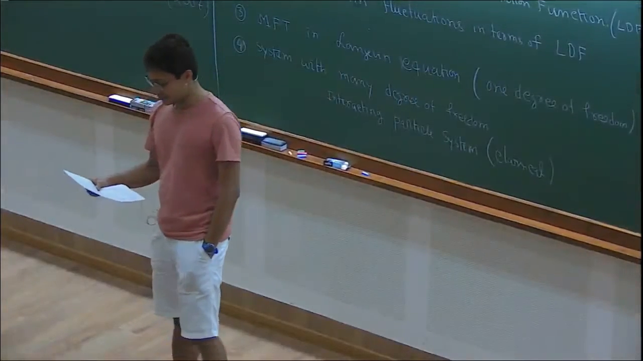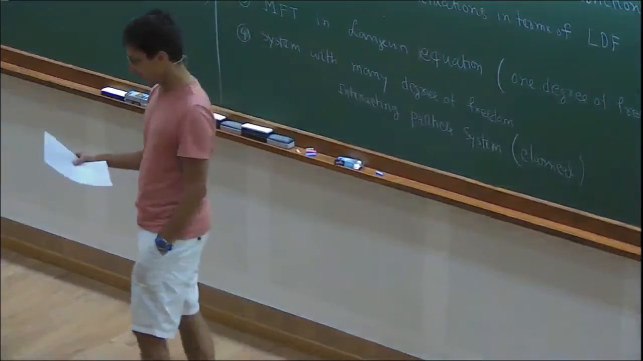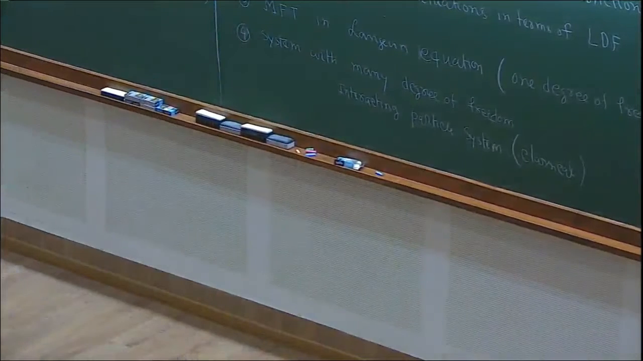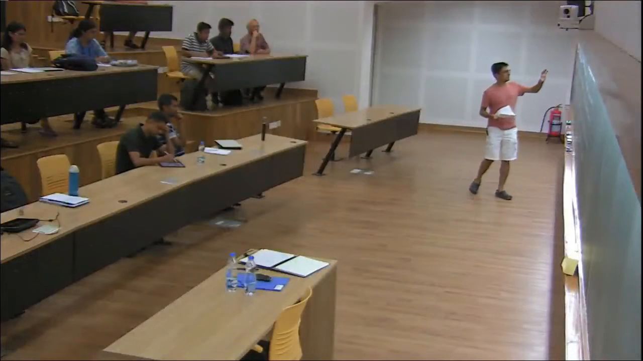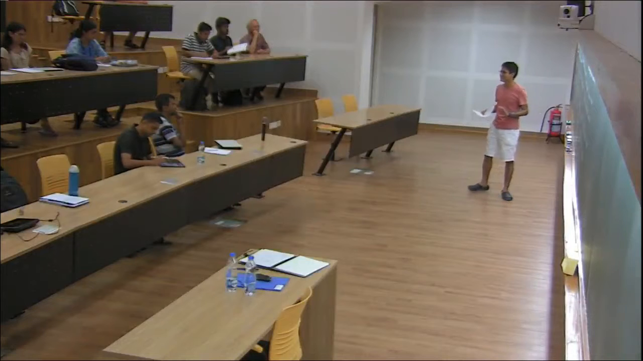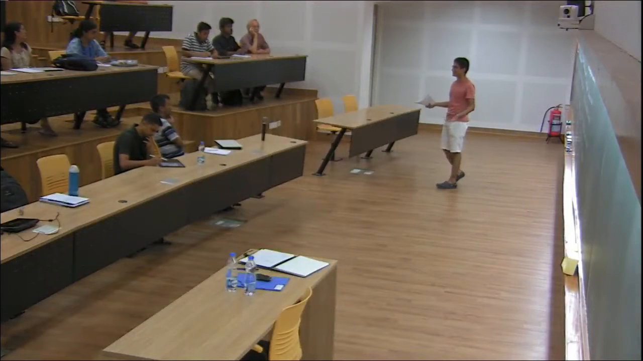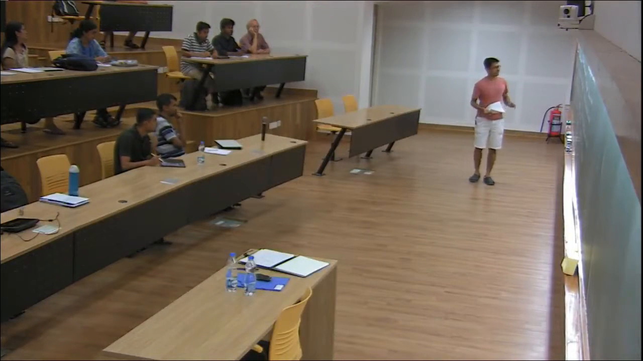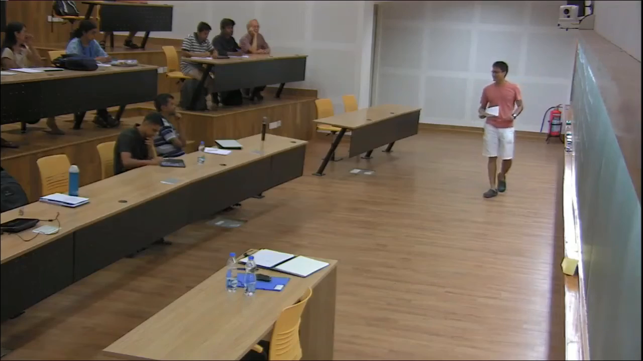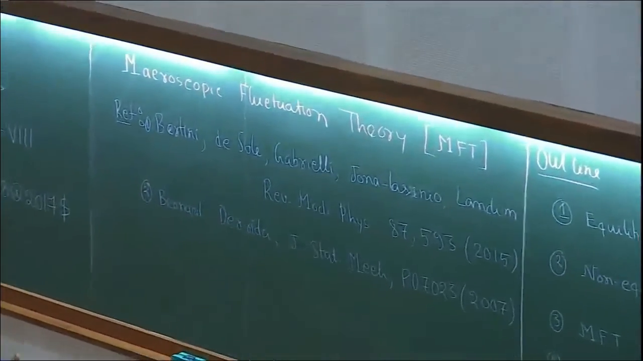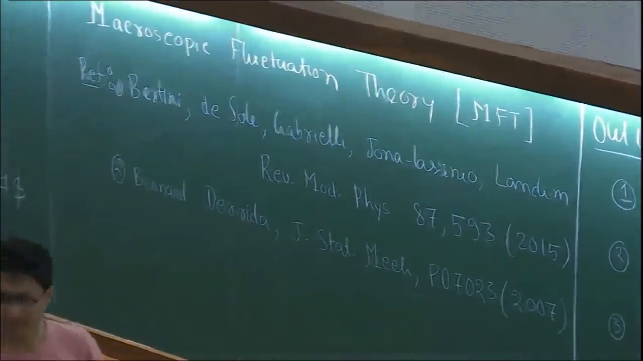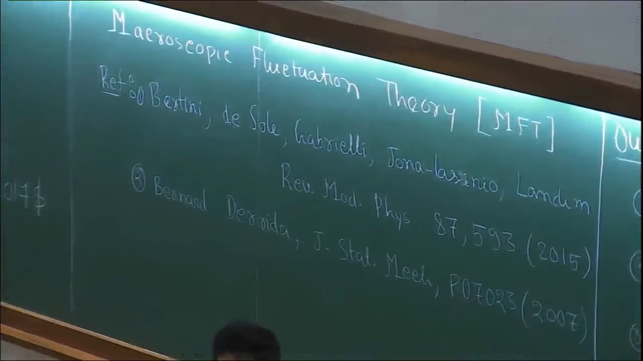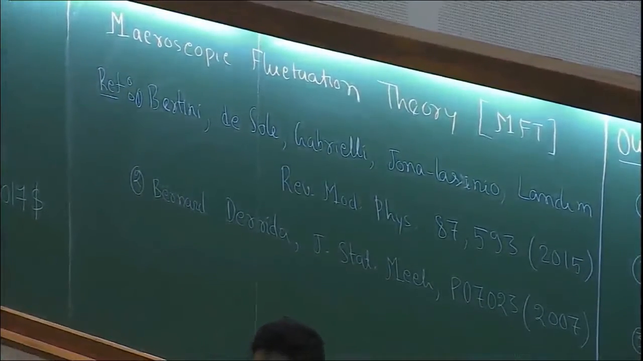Okay, so I'll talk about some new research topic which is still evolving. It's called macroscopic fluctuation theory. Its abbreviation is MFT, which is not a good one because we already use it for mean field theory. But I will, nevertheless, use it sometimes. This is a set of techniques which was developed recently in studying non-equilibrium systems.